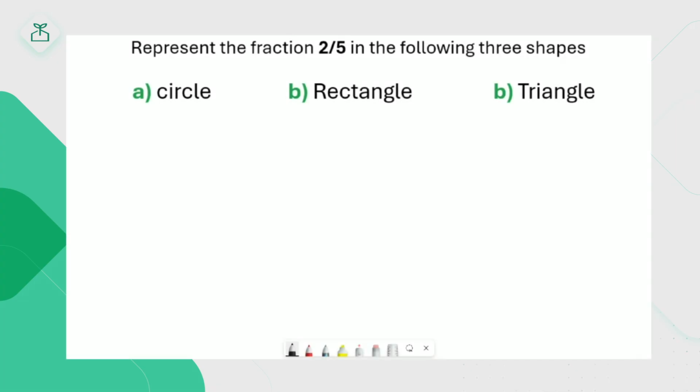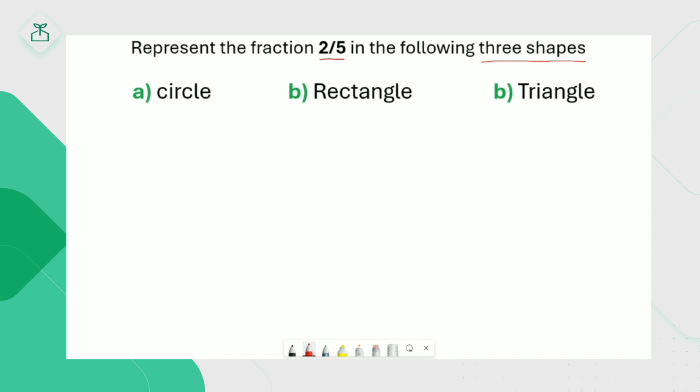Alright, welcome back. Another way that we go about describing or showing a representation of a fraction is to use shapes. And a type of question you may be asked in mathematics is to represent a fraction as a fraction of a shape, or by shading in the area of a shape. So for this particular type of question, we have: represent the fraction 2/5 in the following three shapes.